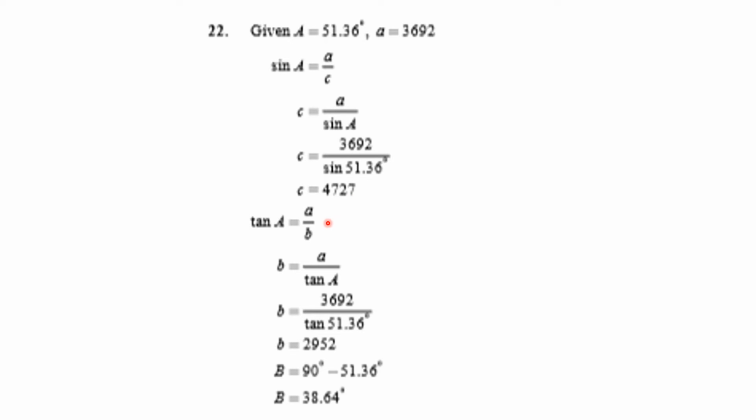We also know that the tangent of A is going to be a over b, and that means that b is going to be a over the tangent of A, and we know what a is again, so we can solve that, and we get this as the value for b. And lastly, because the acute angles add up to 90 degrees, they're complementary. That means we can just subtract from 90 and find out that value.